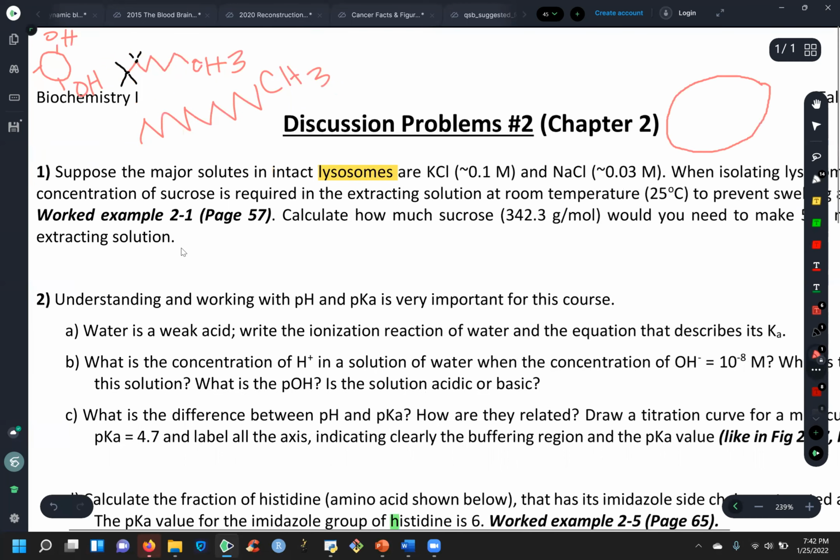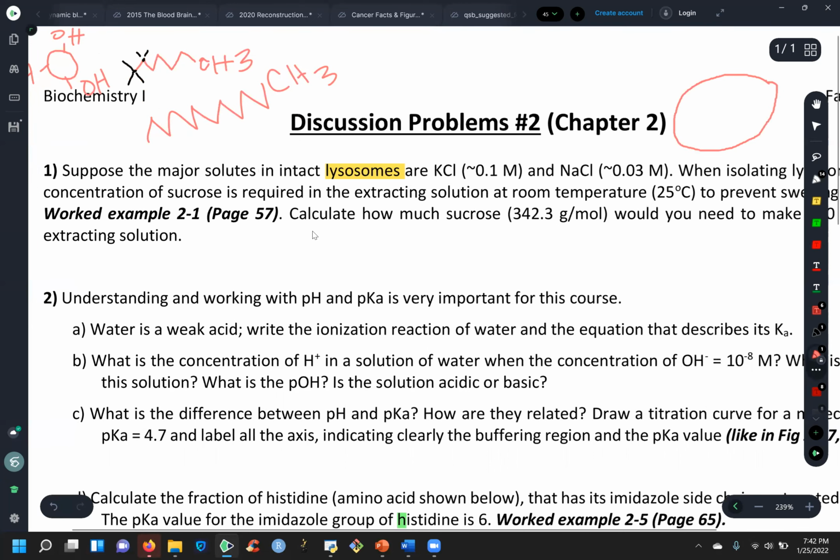Actually, I'll draw it out over here, I think. I made some notes down here, so I'll just draw it out right here. So this is a lysosome right here. So now it's saying, okay, you have a lysosome, and the major solutes in an intact lysosome are potassium chloride and sodium chloride, and then they give you the concentrations. So inside of this lysosome, you have sodium chloride and potassium chloride.